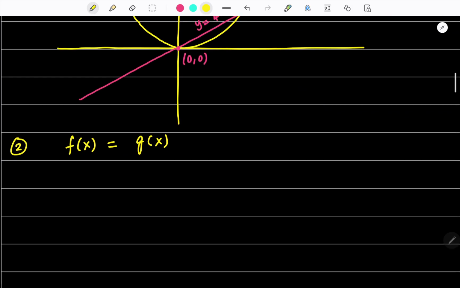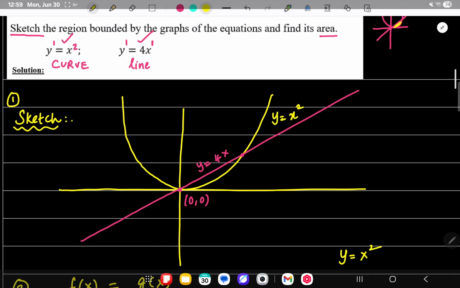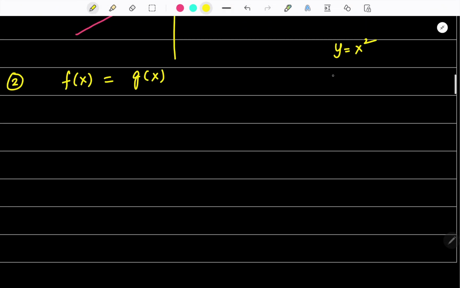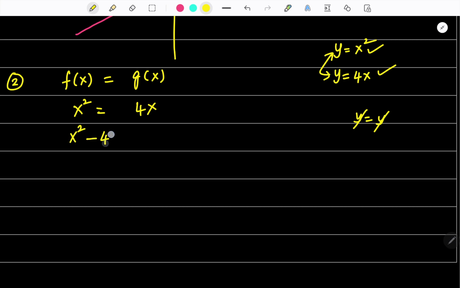What's your f of x? y equals x square. What is the second equation? y equals 4x. So it means what? Both are equal. So x square equals 4x. You cannot make y equals y. If you make y equals y, it will get cancelled, right? So make it this side. x square equals 4x. So I will take x square minus 4x is equal to 0, right?